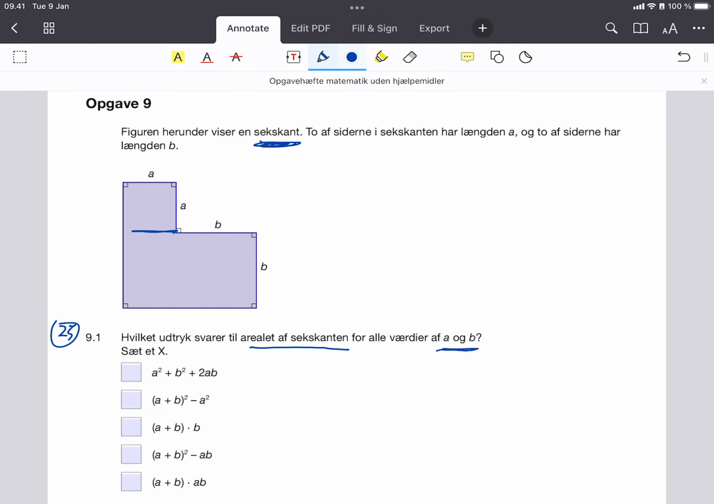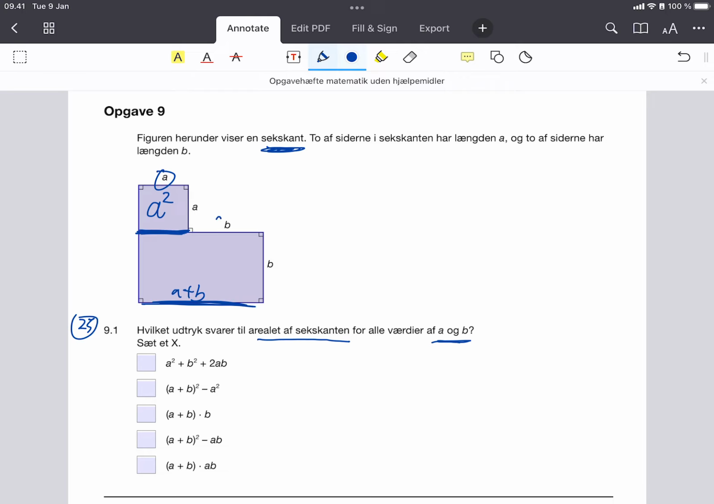Well, we can break it up. So, for example, stick a line there, and you can see that this little square at the top is a times a, which is a squared. And then the length of the rectangle at the bottom is a plus b, because you've got a there and b there. So the rectangle at the bottom is a plus b times b. So the total area is a squared for the top bit plus a plus b times b for the bottom bit.